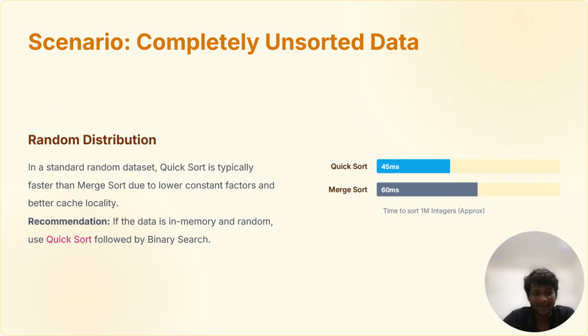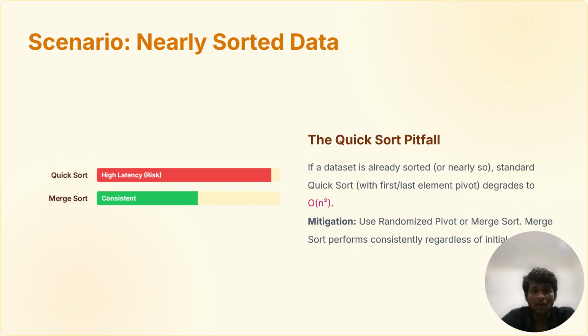So coming to the next slide, our present slide is nearly sorted data. The quicksort problem. Quicksort normally performs fast, but if the data is already sorted or almost sorted, something unusual happens. The pivot choice becomes poor, recursion depth increases, and the time complexity degrades to O(n squared), which results in very high latency. This is called the quicksort pitfall.